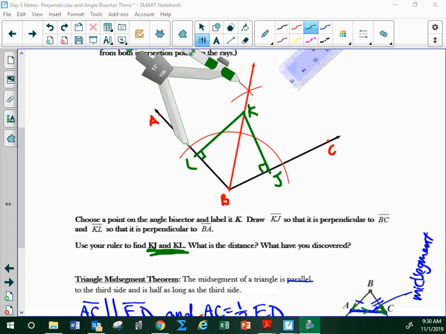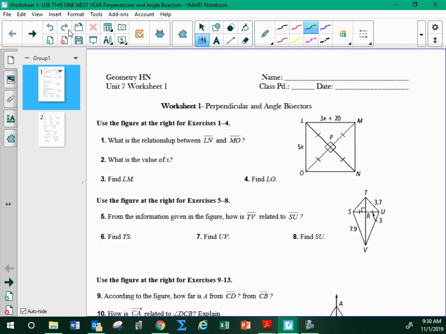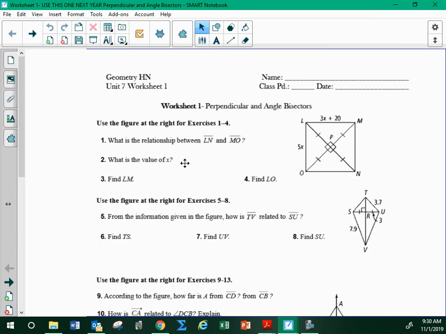We're going to make a couple changes here. Okay, worksheet one. Let's take a look at this first chunk here. First of all, I would like for you to change number one. It should say LN and MO. LN and MO.